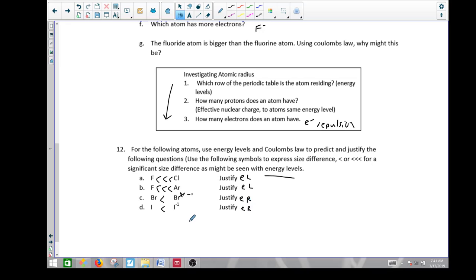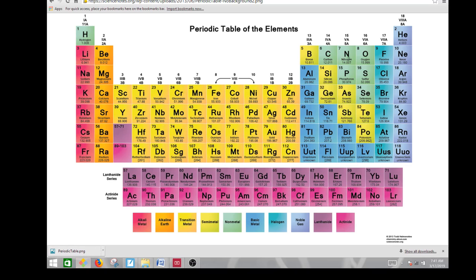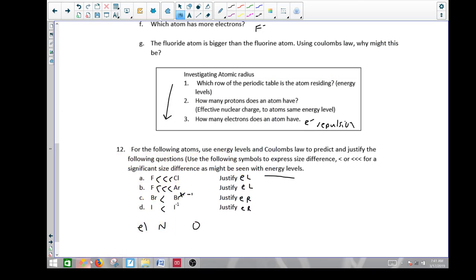All right. One more example here, I guess we could do would be, let's say, nitrogen versus oxygen. Which one is smaller? Which one's bigger? Let's find them on the periodic table. Okay, so they're in the same row. Oxygen has more protons, so there we go. Oxygen is smaller due to more protons, more Coulomb attraction.